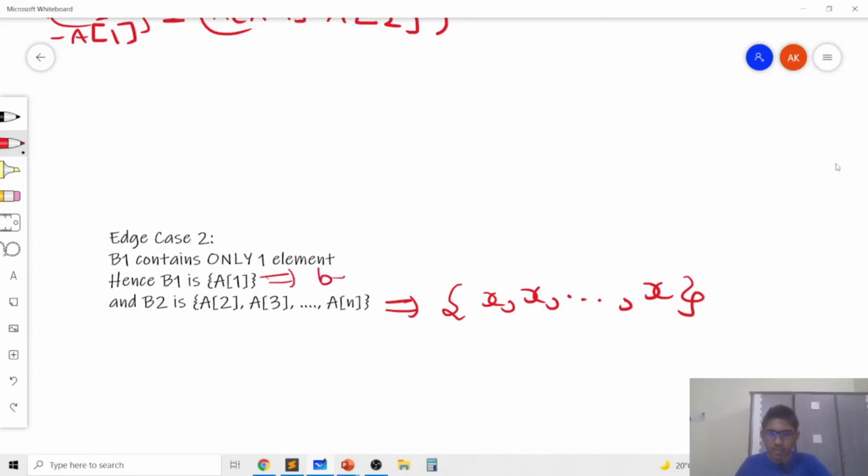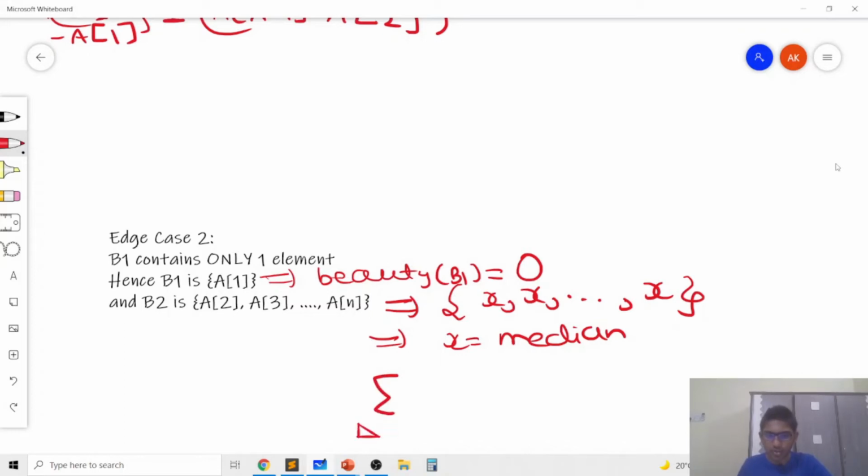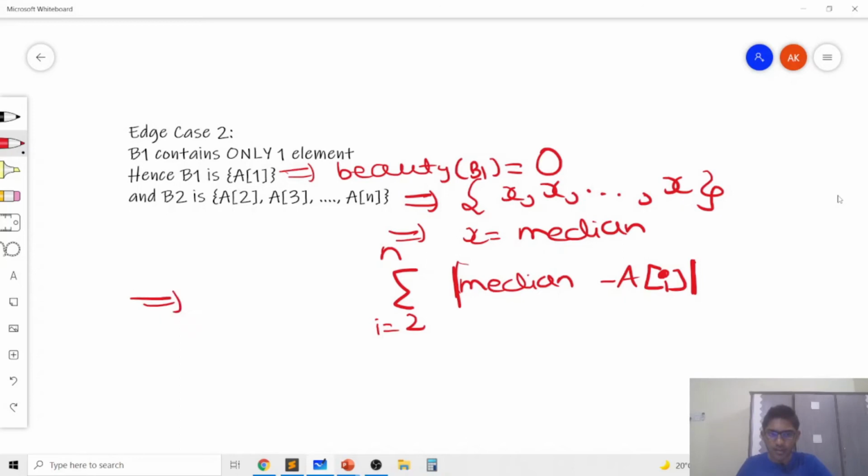In this case, the beauty of B1 is 0, and we need to ensure that the beauty of B2 is also 0, and hence we need to make all the elements equal to some common number x. This means that x will just be the median of these n minus 1 integers, and we can just find the median and use that to find the sum for all i going from 2 to n of the absolute value of x, which is the median, minus ai, because we know that the median minimizes this sum, which I just mentioned again and again. That's why this is the cost in this case.